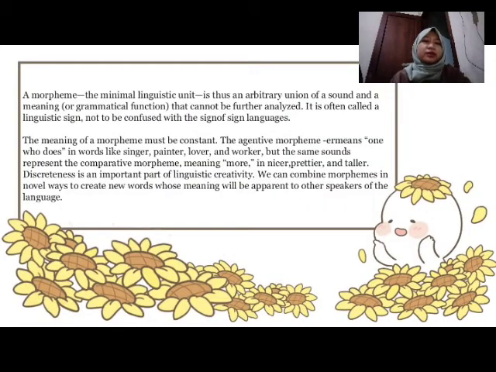A morpheme, the minimal linguistic unit, is thus an arbitrary union of a sound and a meaning, or grammatical function, that cannot be further analyzed. It is often called a linguistic sign, not to be confused with the sign of sign languages. The meaning of a morpheme must be constant.